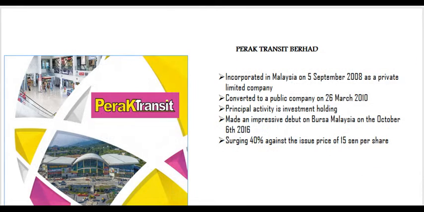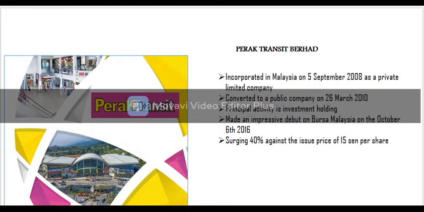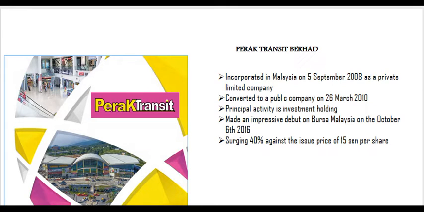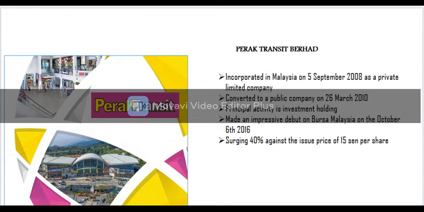Next is Perak Transit Berhad. It was incorporated in Malaysia on 5 September 2008 as a private limited company. It converted to a public company on 26 March 2010. Its principal activity is investment holding. It also made an impressive debut on Bursa Malaysia on October 6, 2016. The day after it made its debut, it surged 40% against the issue price of 15 cents per share.